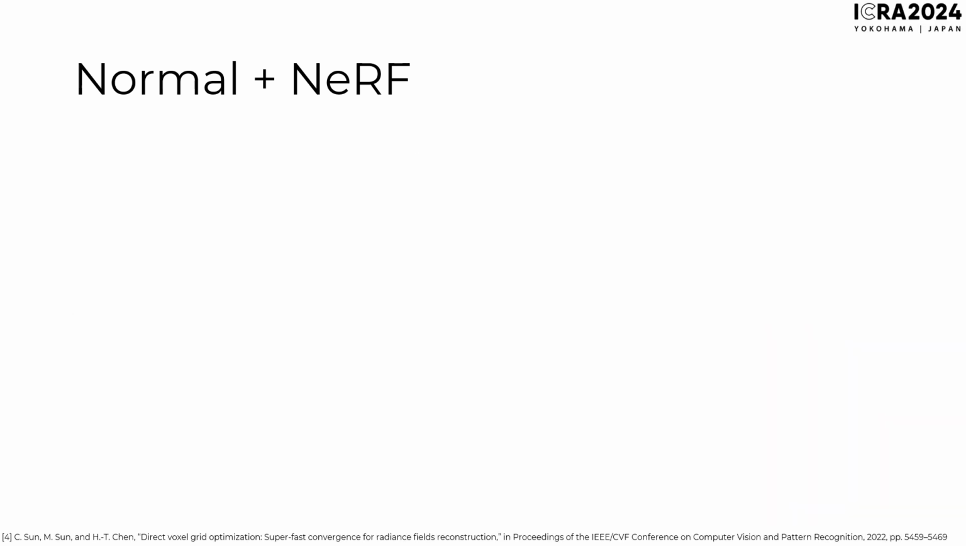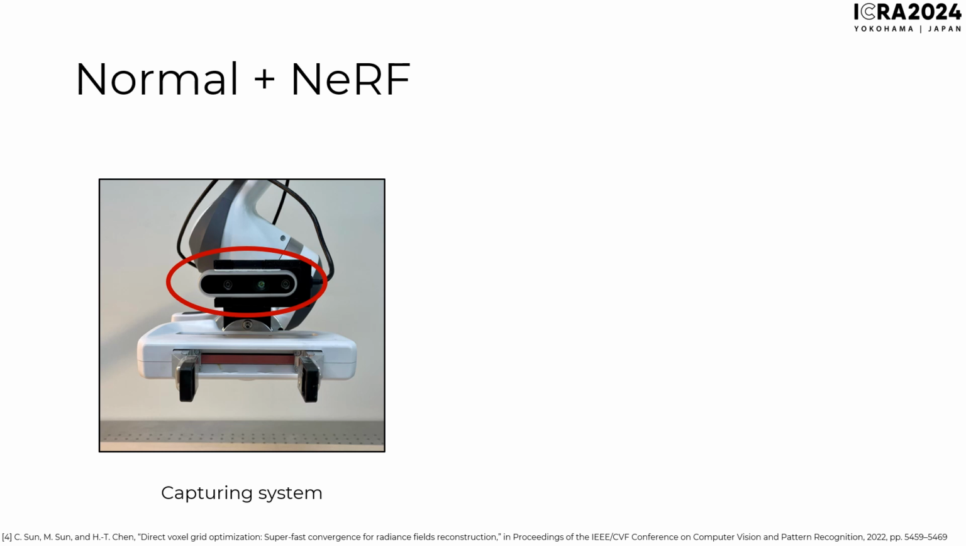To use NeRF to build a volume, we mount a RealSense camera on our robot gripper. This way, we have access to the images and their camera parameters.